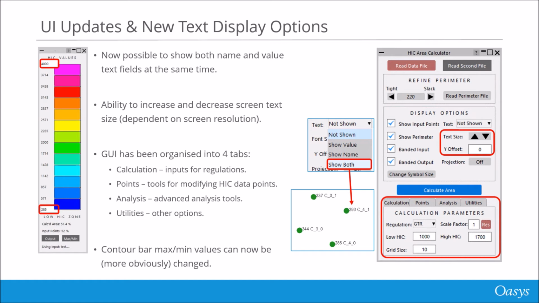The first tab, the Calculation tab, is for inputs for regulations. The second tab, Points, contains tools for modifying HIC data points. The third tab is Analysis, which has advanced analysis tools. And the Utilities at the end has some other options as well. Another thing to note is the contour bar max-min values can now be more obviously changed than they could be before.